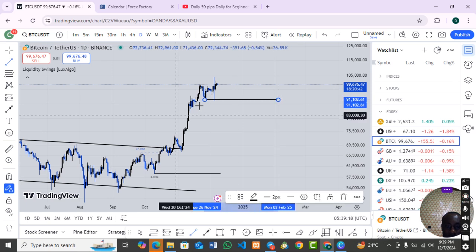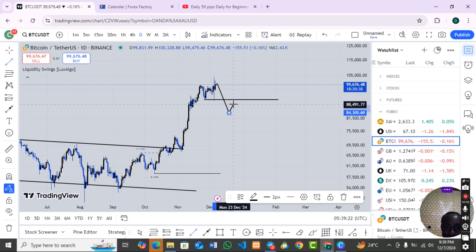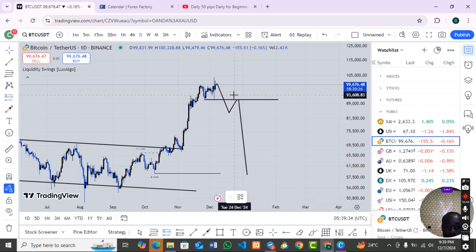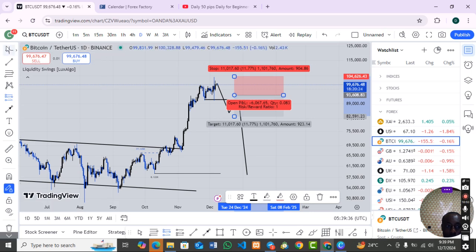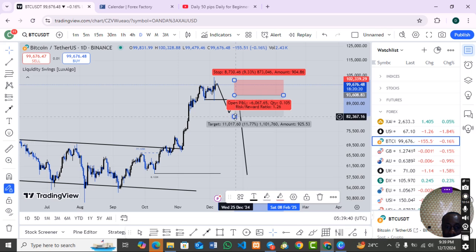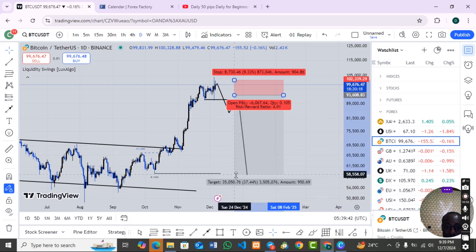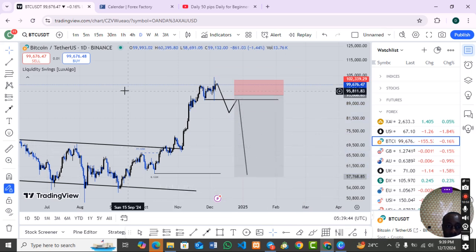If price breaks the last higher low over here, retest before we take a shot to the downside, to this particular liquidity pool over here. So what we are going to do, we are going to take a shot from this particular region. We are going to wait for price to break this last higher low, retest it, then we scale down to this liquidity pool over here.